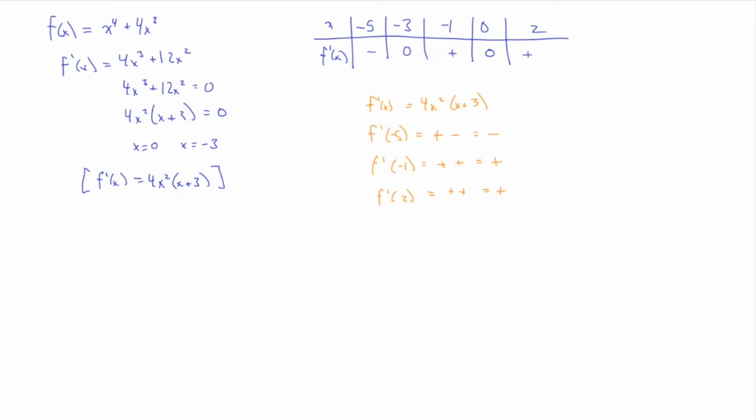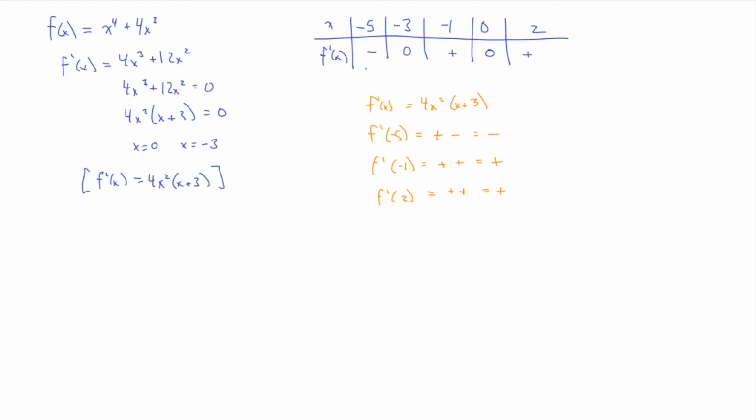And if you evaluate the derivative at -5, you find that 4 times -5 squared is positive, and -5 plus 3 is negative, and a positive times a negative is negative. And so that's why I've put a negative sign under the -5. Similarly, the derivative at -1, 4 times -1 squared, also positive. In fact, that term is always going to be positive because it's got that x squared. And then -1 plus 3 is also positive, and a positive times a positive is positive. And so at -1, the derivative is positive. And by similar logic, the derivative at +2, also positive.